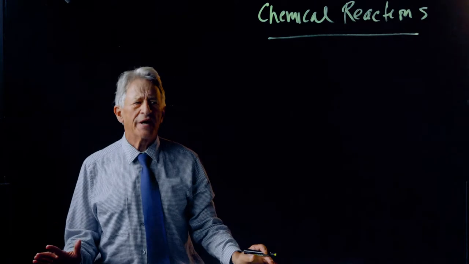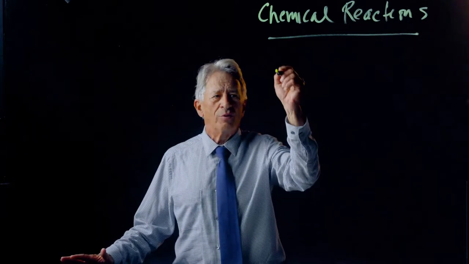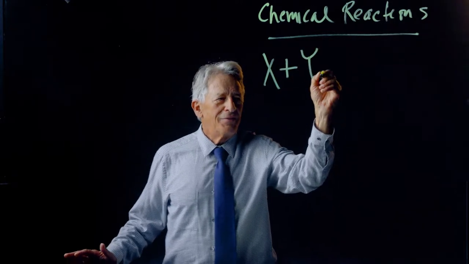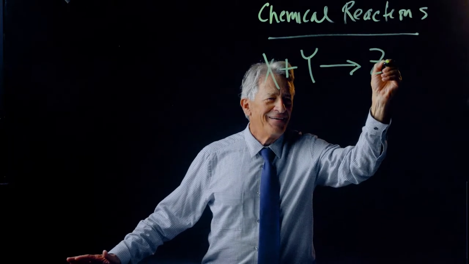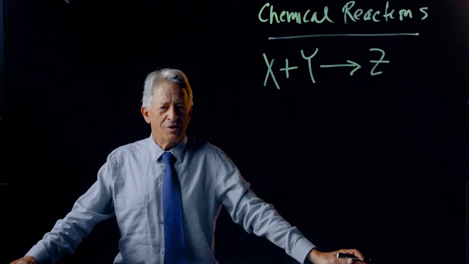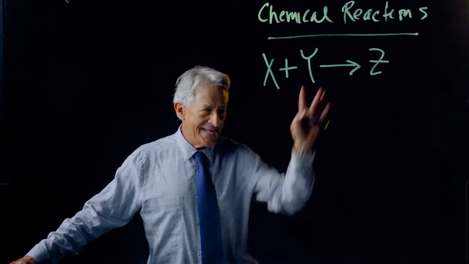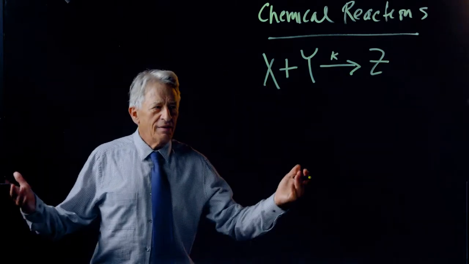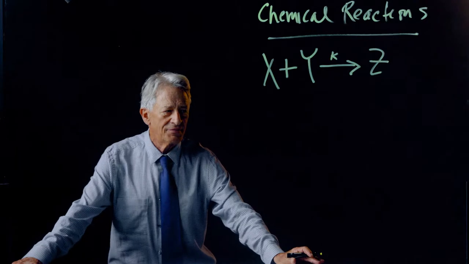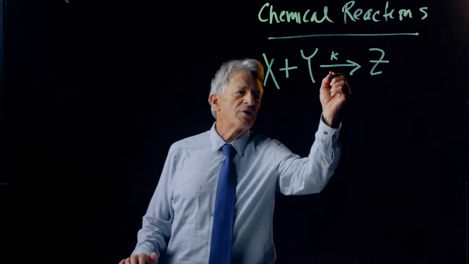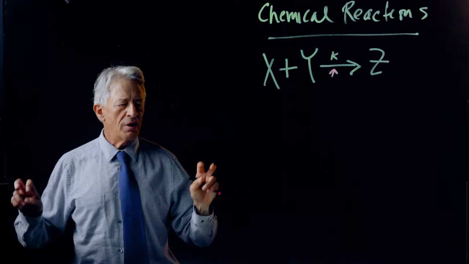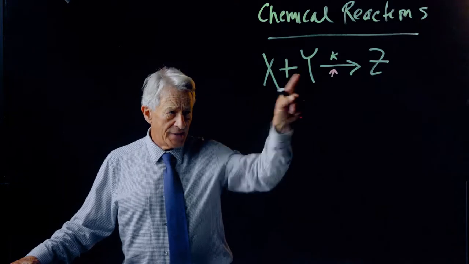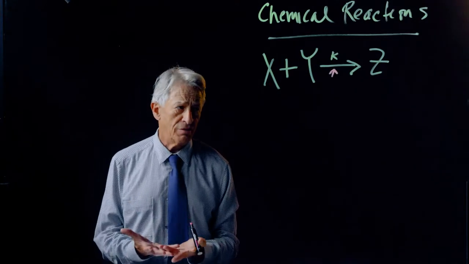So what is a chemical reaction? Well, we learn to write a rate law that looks like this. And that's read X plus Y goes to Z. And sometimes there's a little K up there. Now, what does that mean? First of all, the thing that we have to emphasize is that that goes-to arrow is not a mathematical symbol. It's standing for a physical chemical reaction.